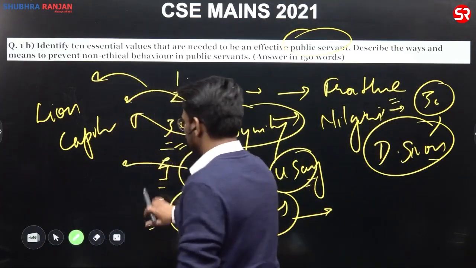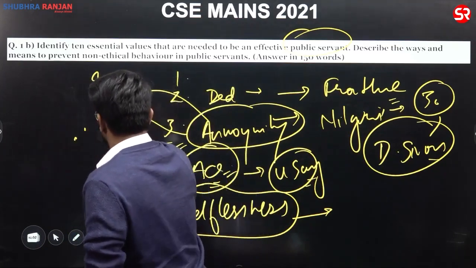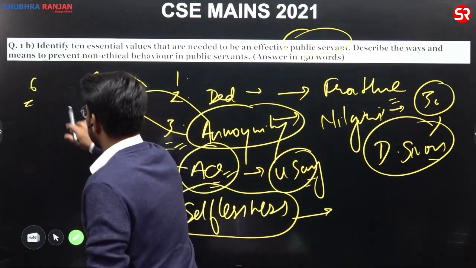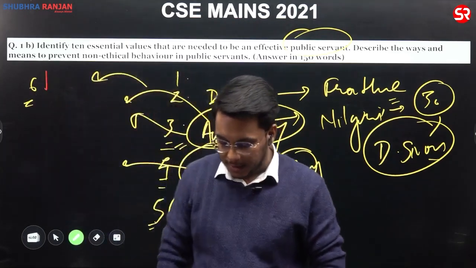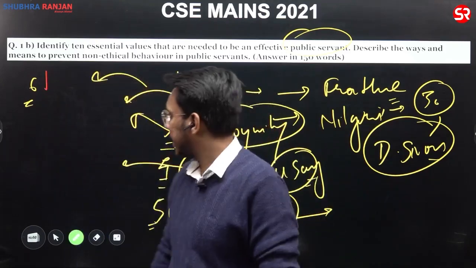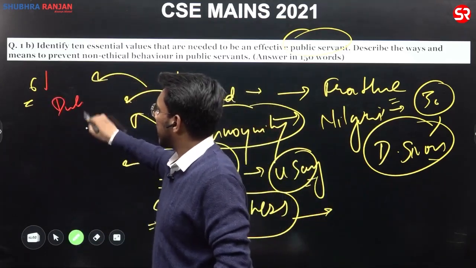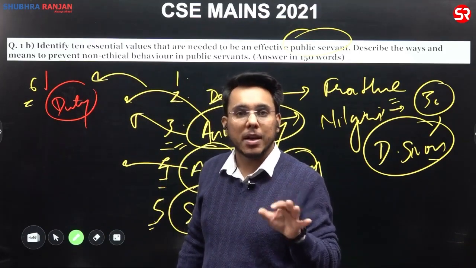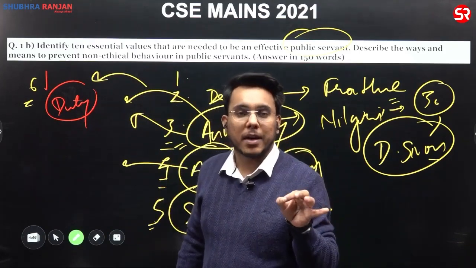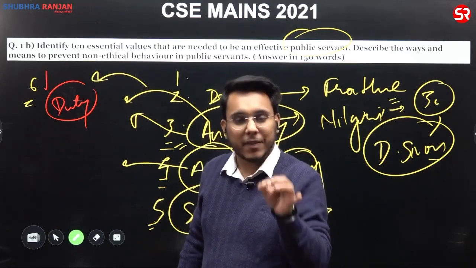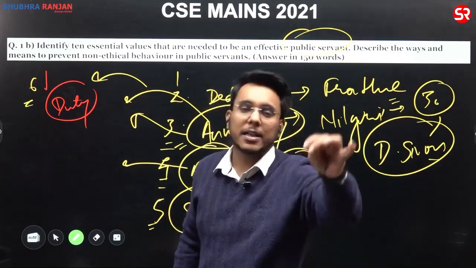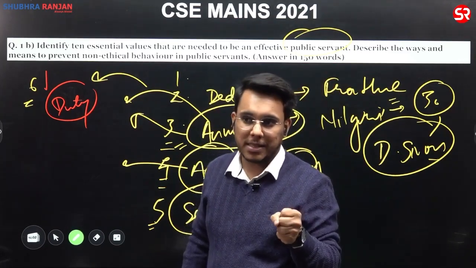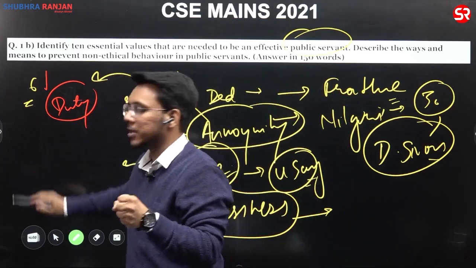There are some other values also that we'll be talking about. Okay, the sixth value that is important is the conviction to duty. Duty for the sake of duty. Treating your duty as a dharma. Fine, that needs to be there. You need to have unshakable conviction towards your duty. Is it clear or not? Fine. So, duty for the sake of duty.